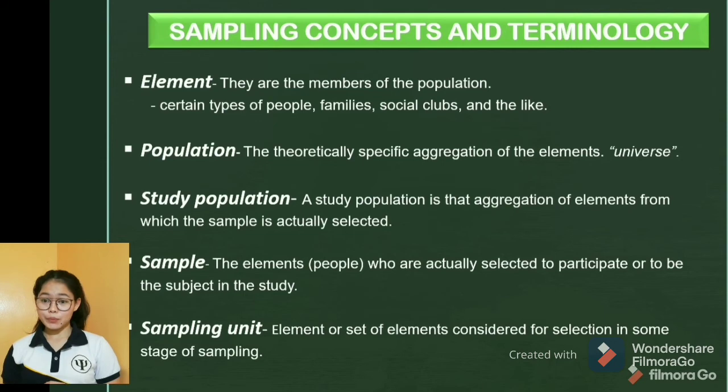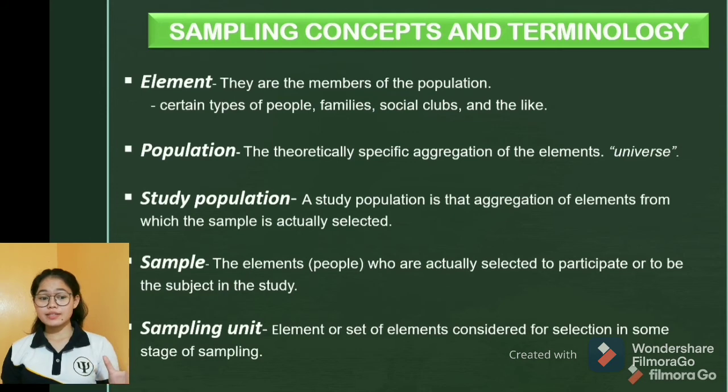Fourth is sample. Sample is basically the people who are actually selected to participate or to be the subject in the study. For example, if my study is all about fashion styles of high schoolers, the sample there would be those students who are into fashion. Yeah, something like that. Fifth is sampling unit.